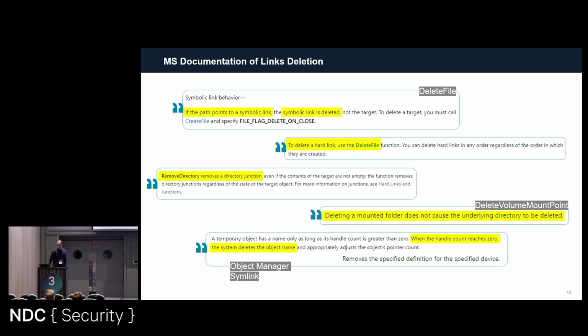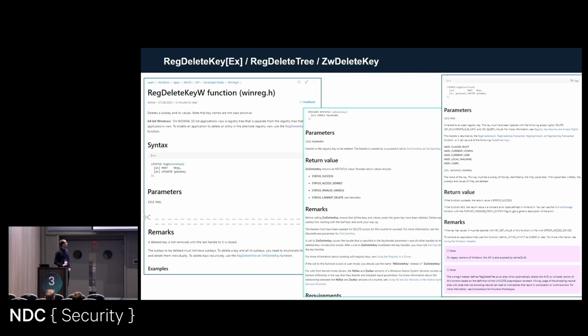However, this is not the case for registry symbolic links. So for those, you will not find any information in Microsoft documentation that tells you how to deal with registry symbolic links. They don't document either what APIs to use or what would be the behavior of APIs that deal with deleting registry keys when they are invoked on a key that happens to be a registry symlink. And that includes documentation for APIs like RegDeleteKey, RegDeleteTree, and even the native versions of those.